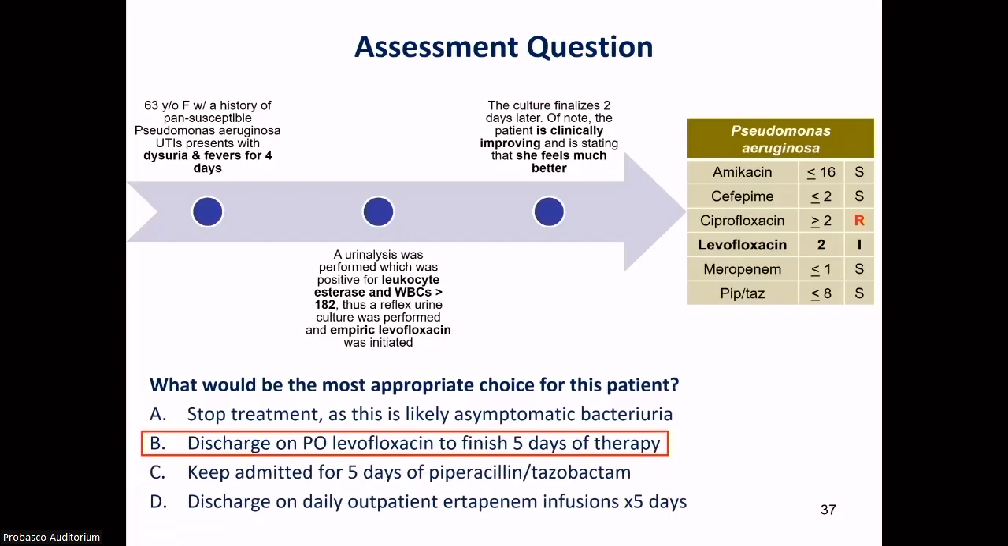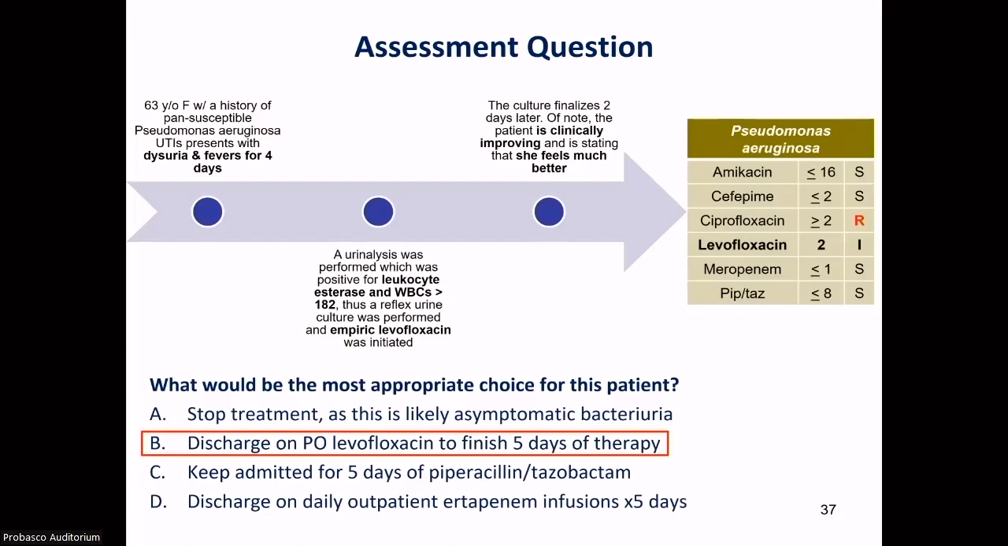So the right answer here would be to continue levofloxacin. We know we're achieving adequate concentrations in the urine. She's getting better. There's really no reason to flip everything upside down and complicate things. It wouldn't be the first option because she does have dysuria. She is symptomatic.